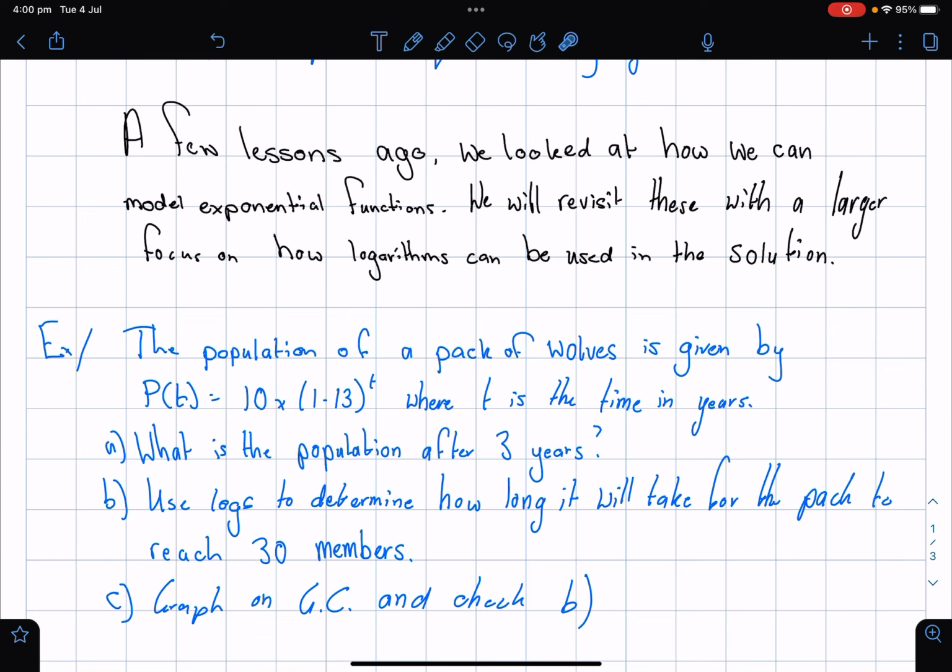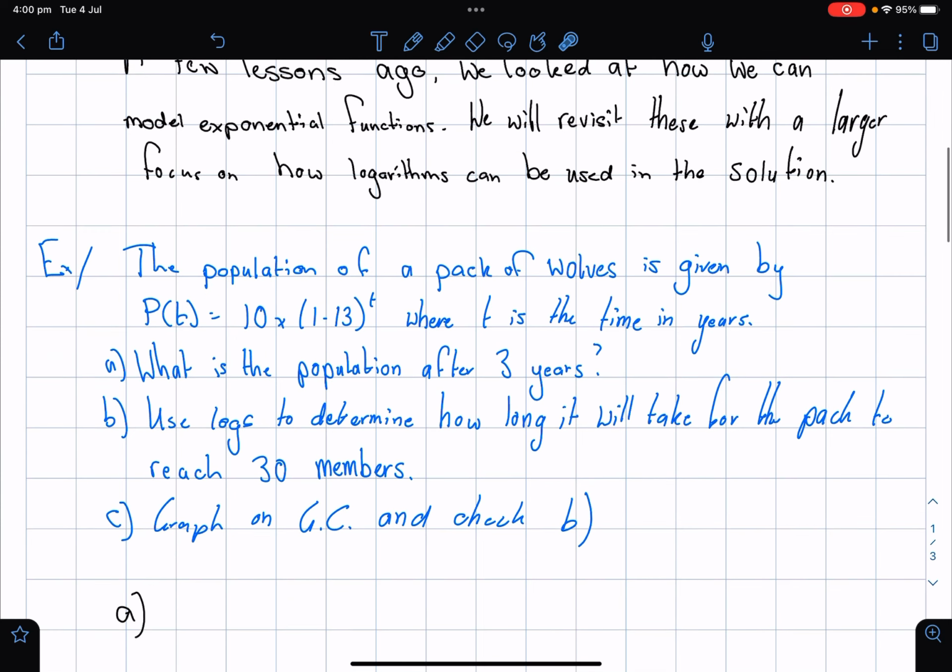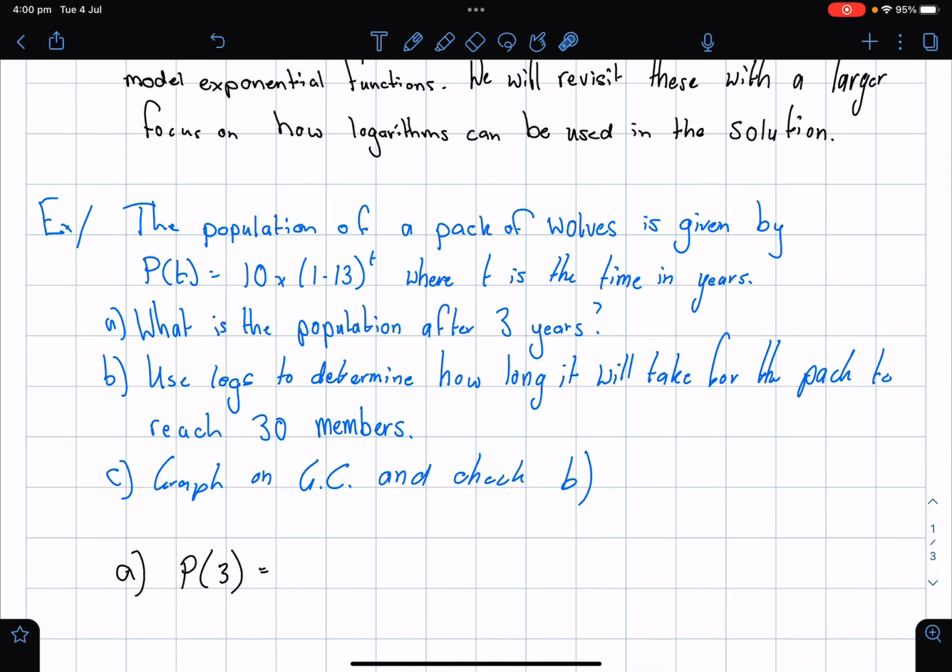So straight into it, what is the population after 3 years? That would be finding p of 3, so when time equals 3. If I've replaced t in this equation with 3, I also have to do it to this t up here. So 10 times 1.13 to the power of 3. If you throw that into your calculator, we get out 14.43. So we say that there's approximately, use an approximate sign, 15 wolves. Now we round up to the nearest whole wolf.